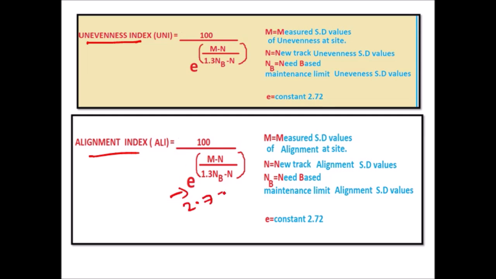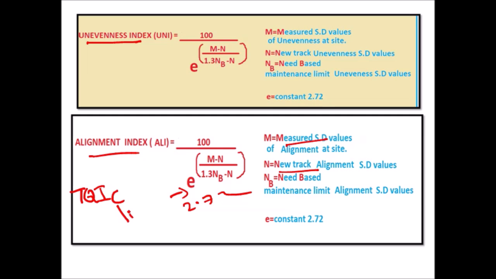To calculate unevenness index and alignment index, this is the formula we have used: 100 divided by e power (M minus N) by (1.3 NB minus N). So e is a constant, 2.72, right? M is the measured SD value, N is the new track SD value, NB is the need based value which I have shown in the table, right? So I hope all these things were clear to you, right?